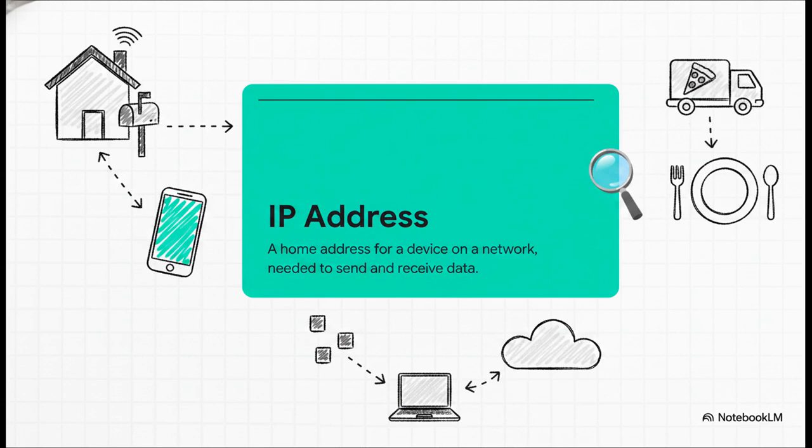The magic solution to routing all this data is the IP address. It's essentially like a home address for a device on a network. Just as your physical house needs a mailing address for the post office, your device absolutely needs an IP address to send and receive data. The source material hits the nail on the head here. Trying to route data without an IP address is exactly like ordering food with no delivery address. You're just going to end up lost and hungry.